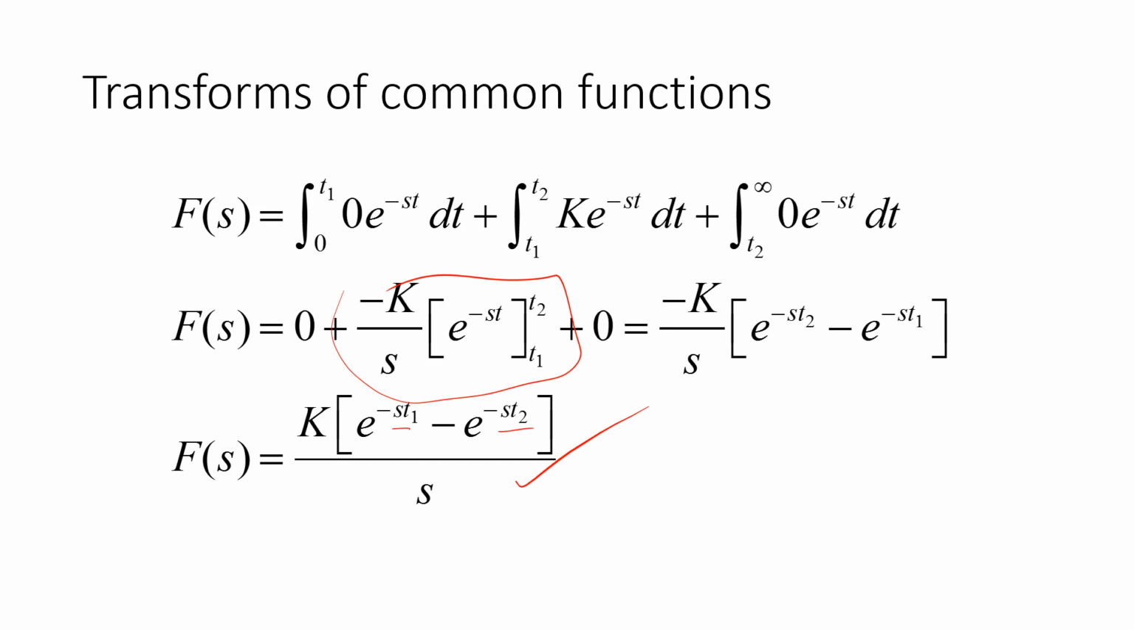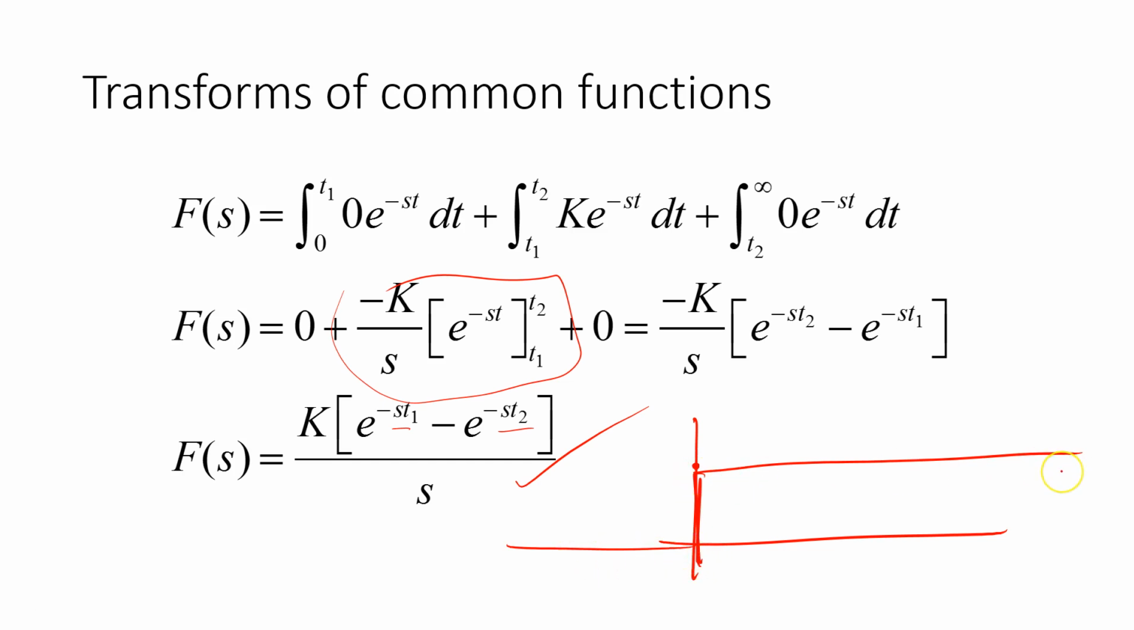Now, one common variation of this, one specific instance of a pulse function, is what we call a unit step function. In the unit step function, we take t1 to 0 and we take t2 to infinity. So what we end up with is, at t equals 0, we have a step. That's why we call it a unit step. K in the unit step function is equal to 1.